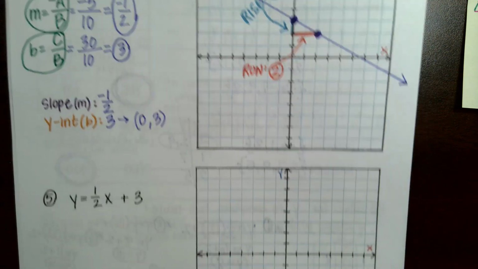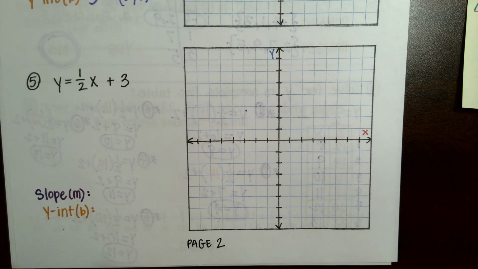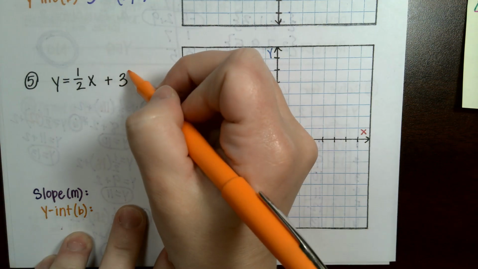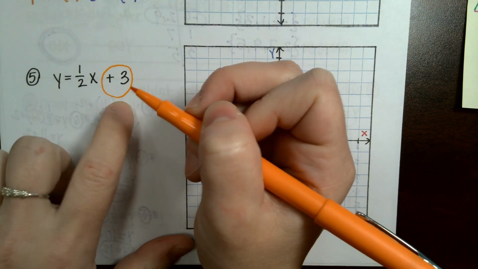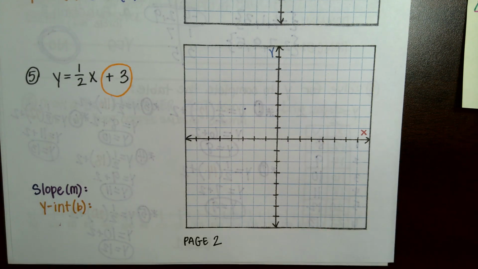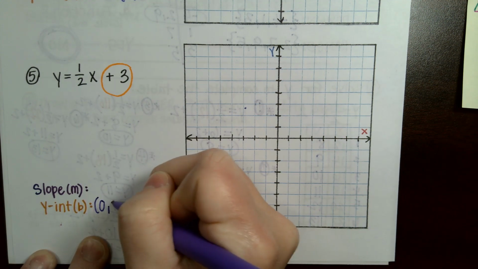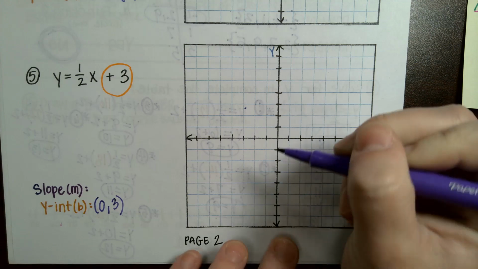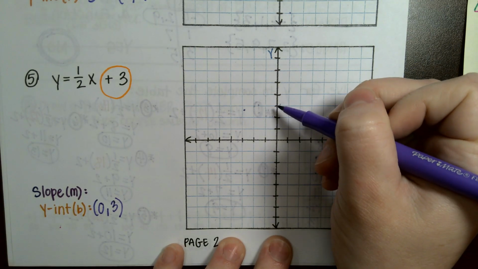Let's do number 5. Y equals 1/2 x plus 3. What do I do here? 0, 3. Yeah, my y-intercept, it's already in slope-intercept form. So my b, or my y-intercept, that is 3. So Michael, you're exactly right. My coordinate would be 0, 3. So let's go ahead and put that on there. Over 0, up 1, 2, 3.